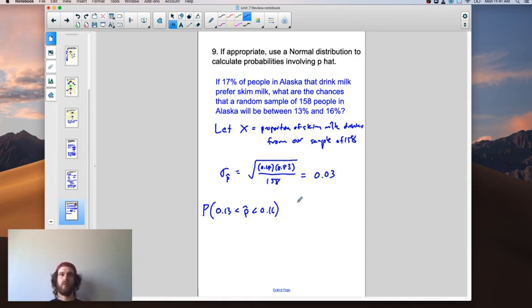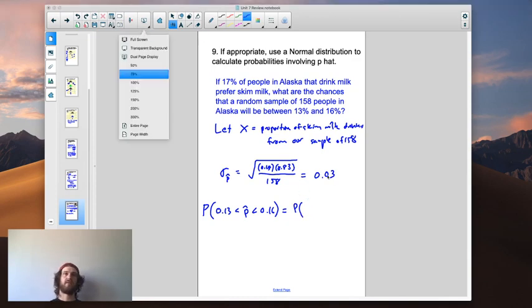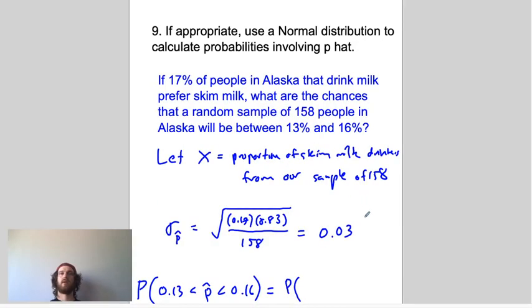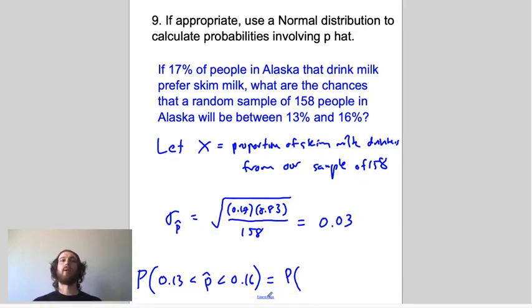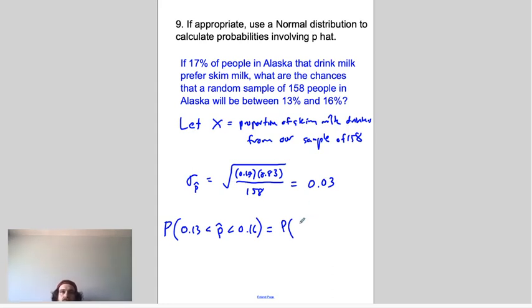0.16. Well, that's going to be equal to the probability that, I'm going to make this a little larger if you don't mind, so writing is easier. That's going to be equal to the probability that, and now we can do the test statistic here. We subtract the mean of 0.17, divided by the standard deviation of 0.03, is going to be less than, so we can now use our standardized normal distribution.